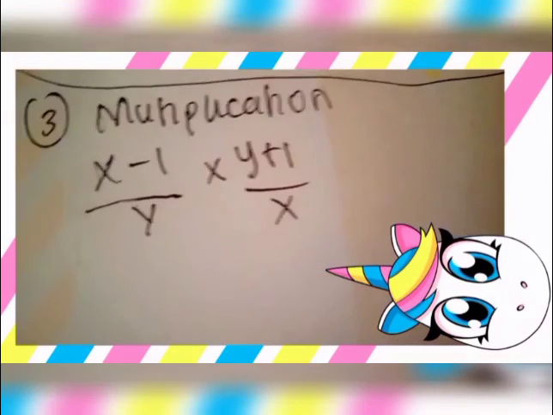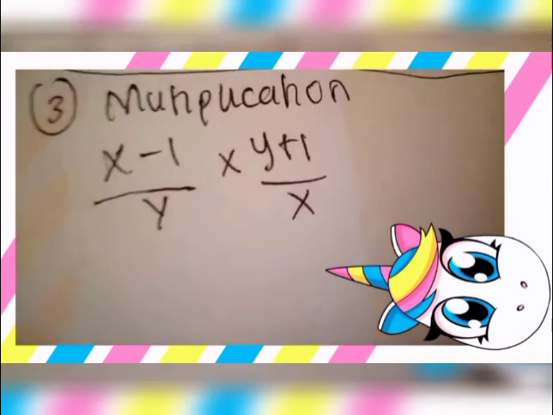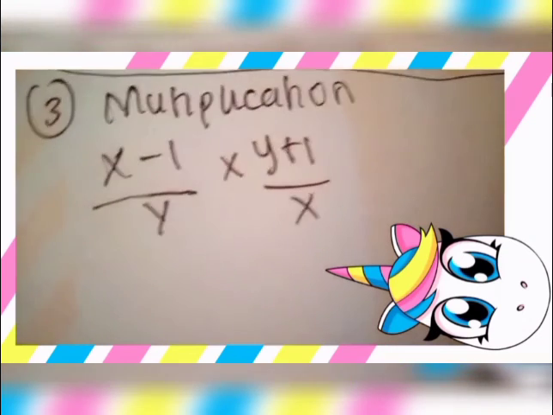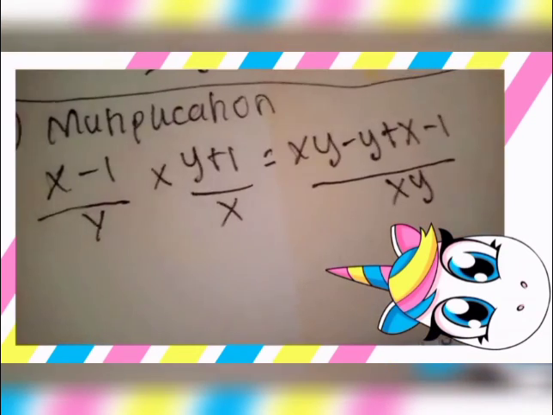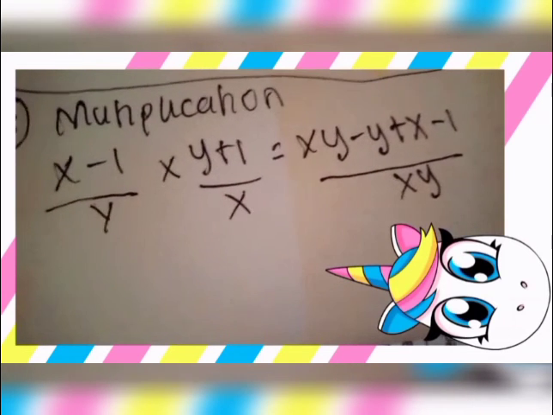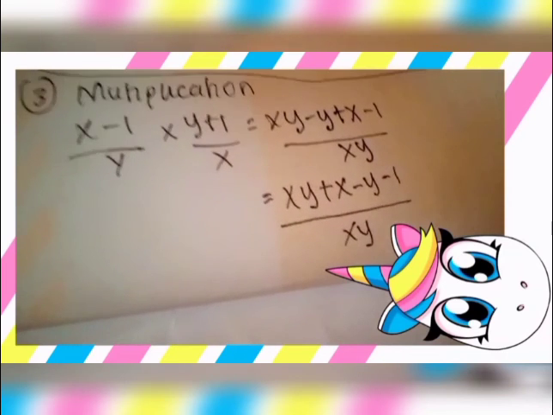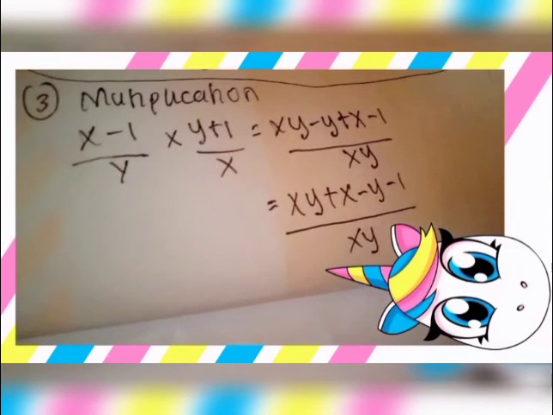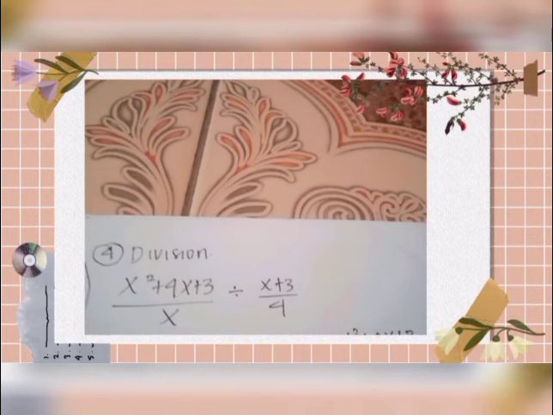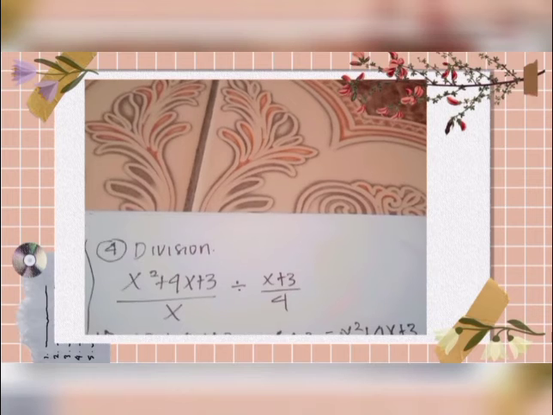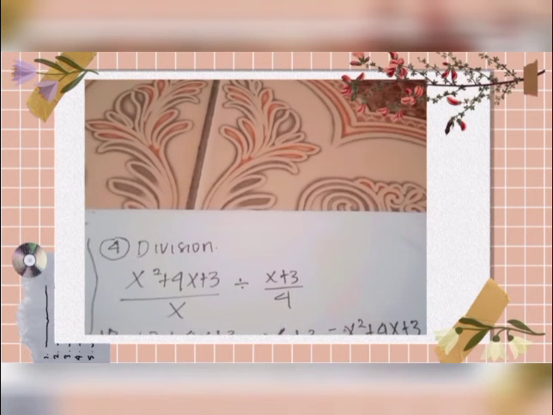Multiplication. Example: x minus 1 over y times y plus 1 over x equals xy minus y plus x minus 1 over xy equals xy plus x minus y minus 1 over xy. Division. Example: x squared plus 4x plus 3 over x divided by x plus 3 over 4.